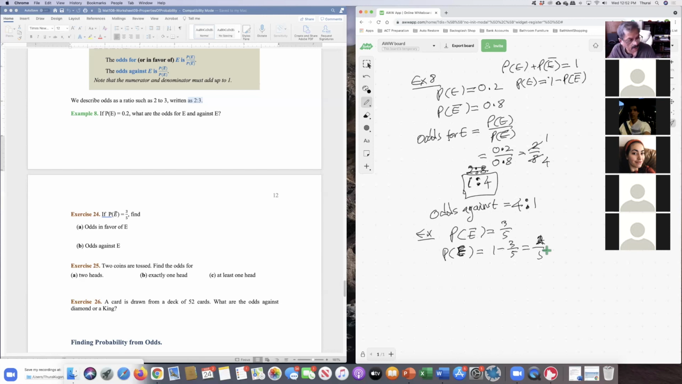So let's find the odds in favor of E first. Odds for E is probability of E in the numerator, 2/5 divided by 3/5. Now you learned how to divide fractions. It's 2/5 times the reciprocal of the denominator, 5/3, and the 5's cancel out. I'm getting 2/3. So the answer is 2 to 3 for the first part. Part B says odds against E, that'll be 3 to 2.